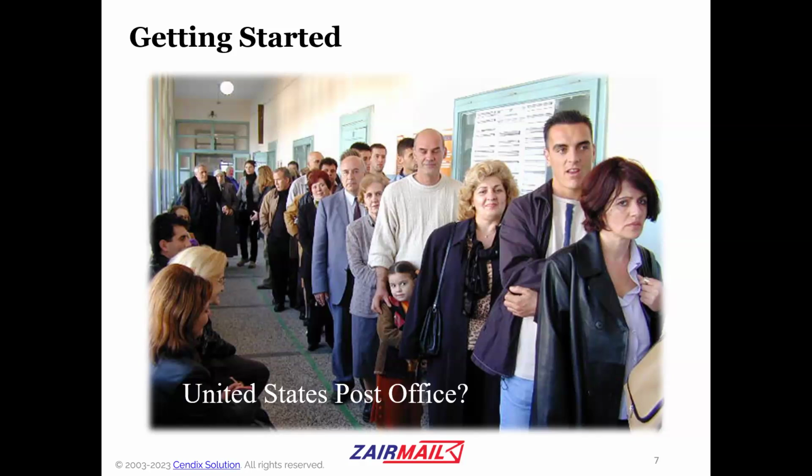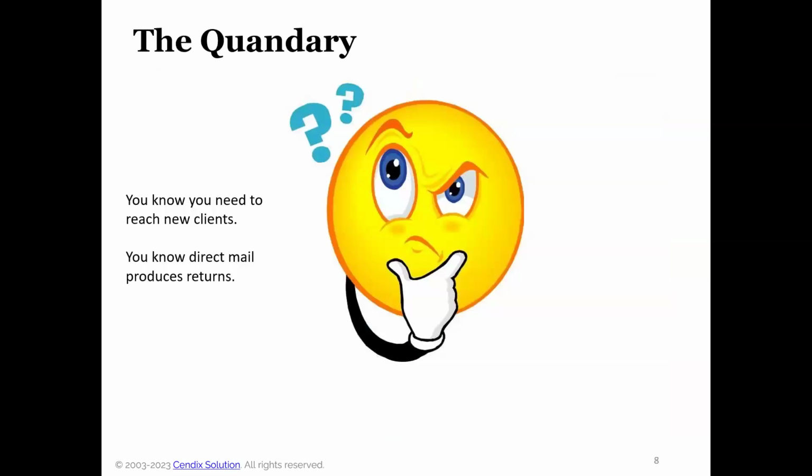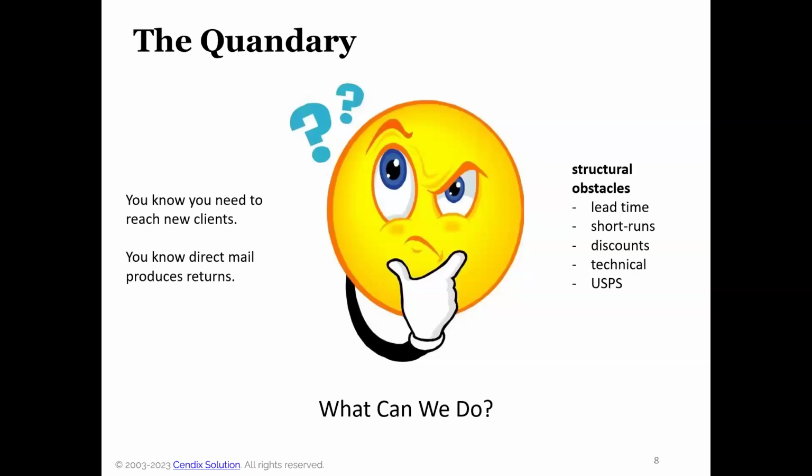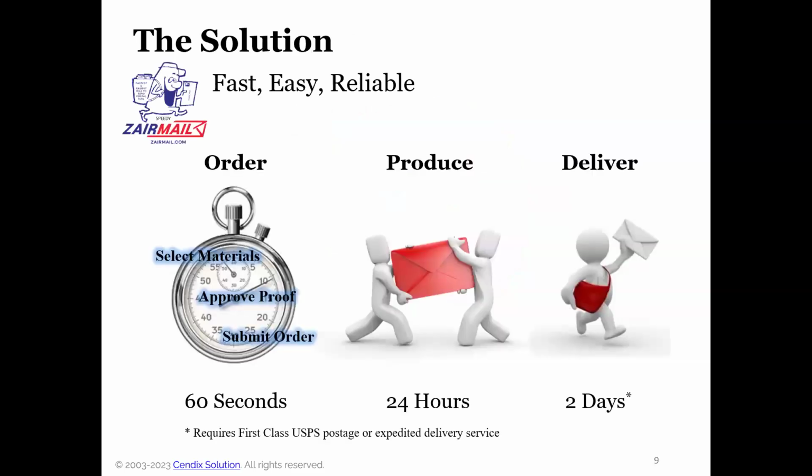So if we know you need to reach new clients, and direct mail produces returns, but you have these obstacles that are keeping you from being effective, what can you do? And it turns out that we have the solution. It's called Zairmail. It's fast, easy, and reliable. It takes about 60 seconds to order. As you'll see in the demo, you just select the materials, approve, and submit an order. We produce it in 24 hours, and then it's in the mail.